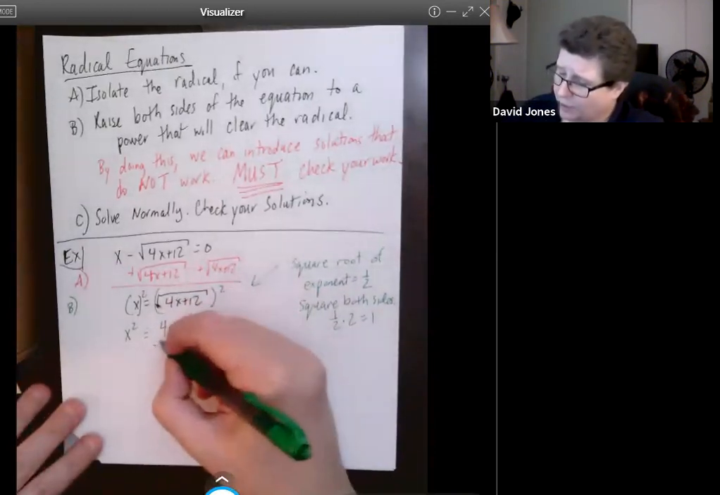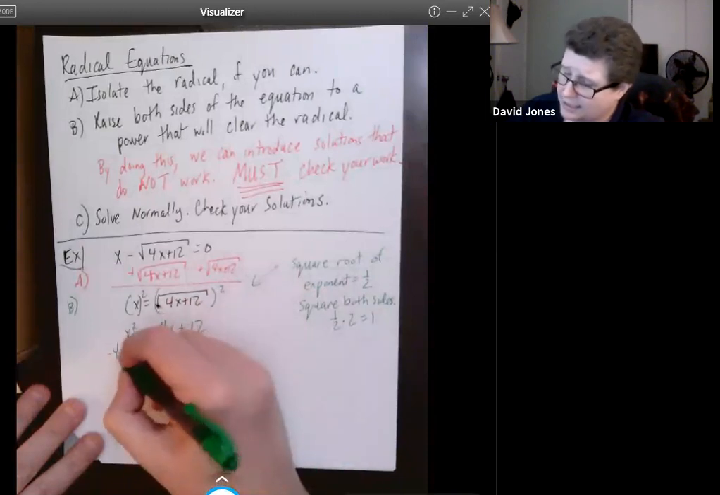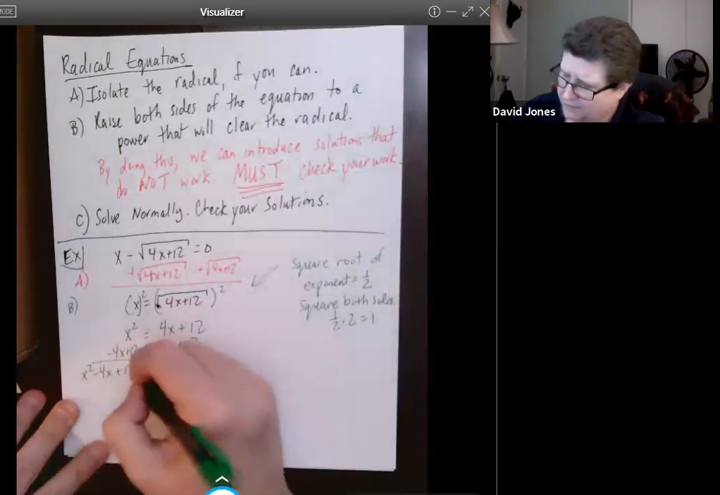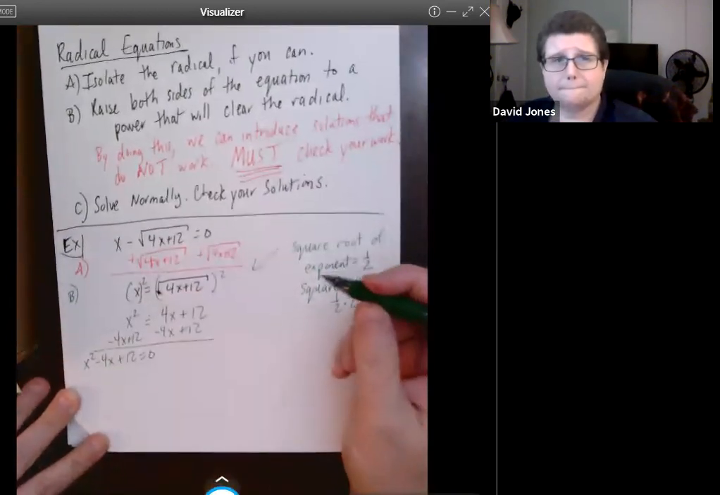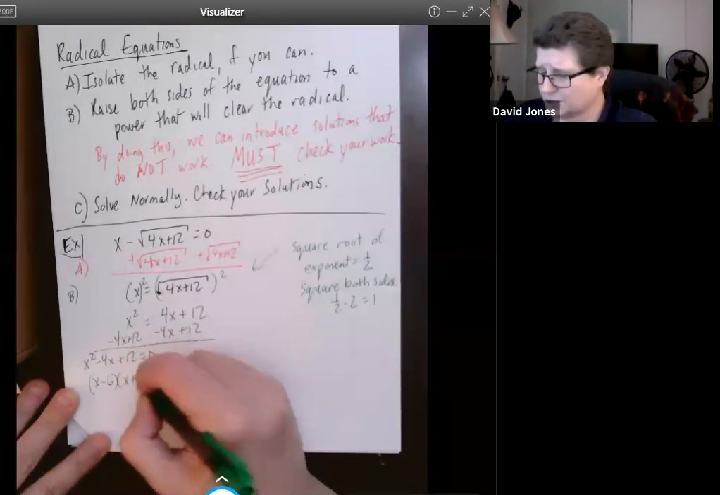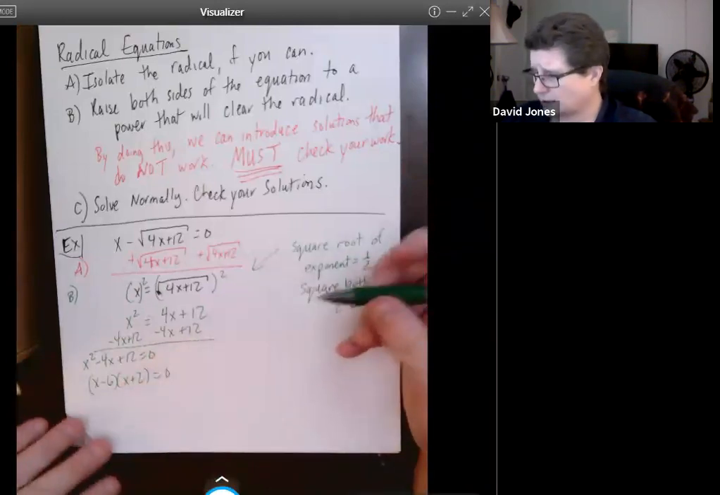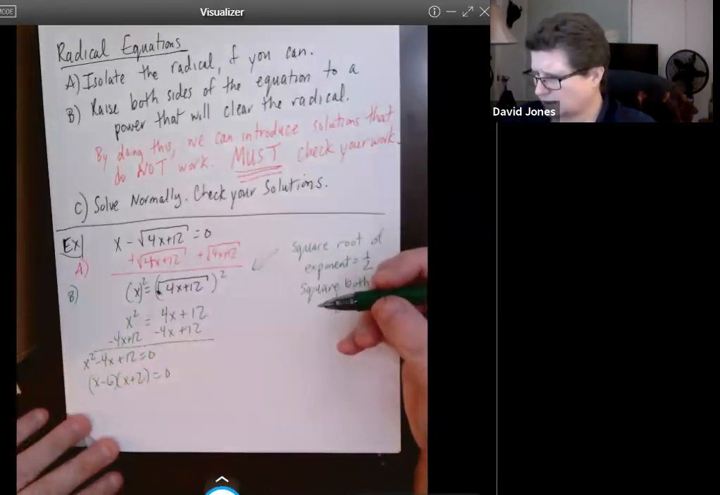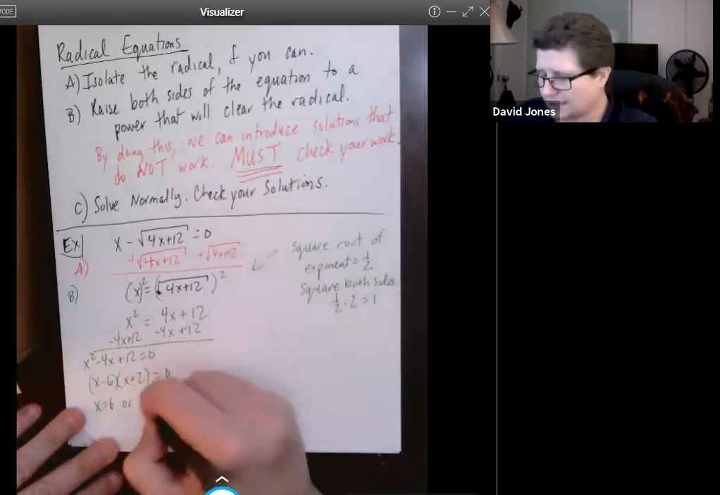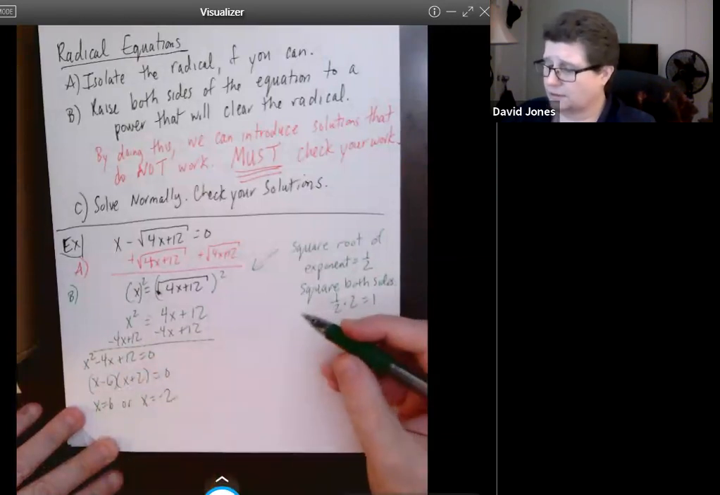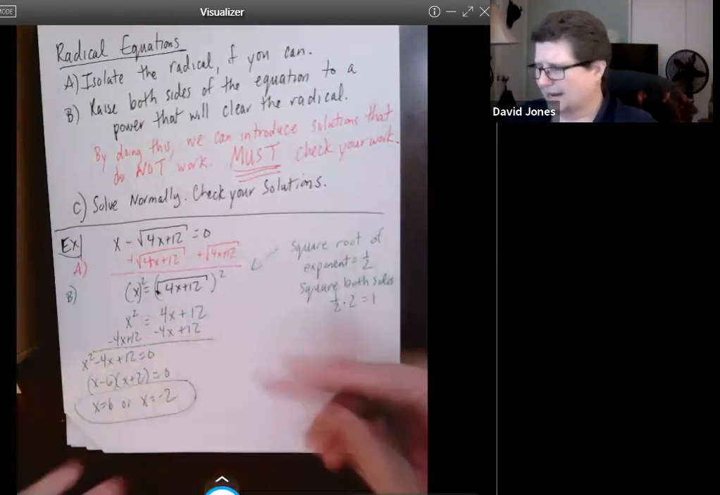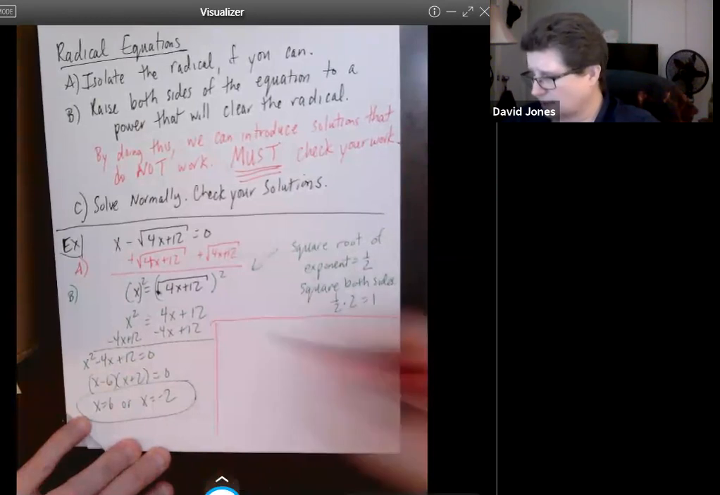I'll subtract the 4x plus 12 from both sides. I get x squared minus 4x minus 12 equals 0. If I factor that, I have x minus 6 and x plus 2 equals 0. And this leads me to solutions of x equals 6 or x equals negative 2. But now I have to check my work. So check.